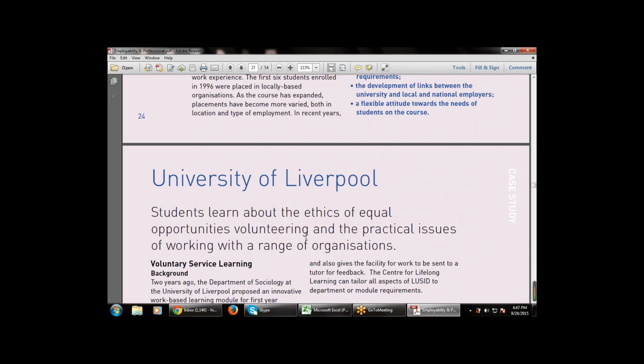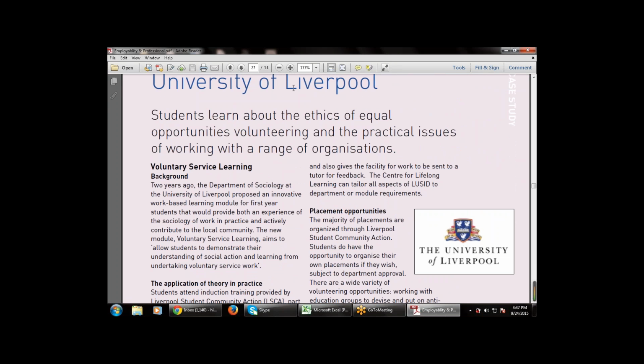Then the next example is the University of Liverpool. Here students should learn about the ethics of equal opportunity, volunteering, and the practical issues of working with a range of organizations. Students must be aware of the ethics, meaning the rules and regulations that the university provides. That is how to work with different organizations, what the various concepts and rules and regulations are when we go for the university or go for a job, and what the various tools and practical issues are within the organization.